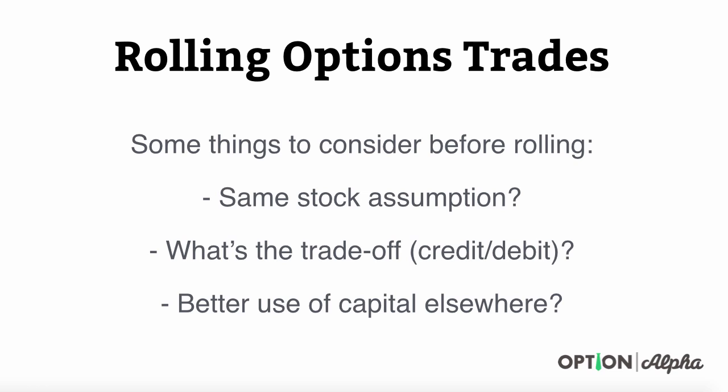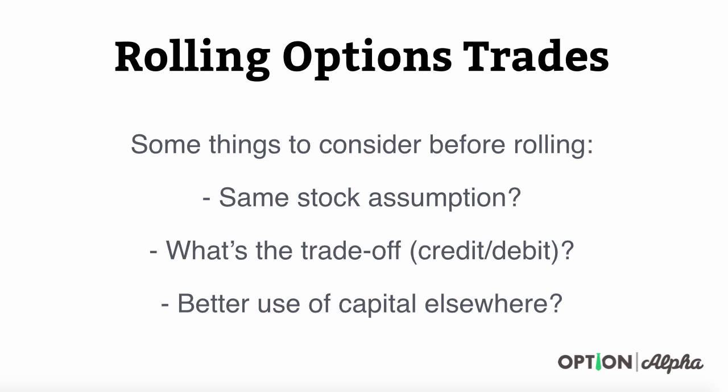So one of the things you can ask yourself first is, do you have the same stock assumption? Meaning, if you were originally bullish on a trade, are you still bullish on that trade? Do you still think the stock is going to go higher? Or if you're not, now you think the stock is going to go lower, why would you continue to roll a position from one month to the next that has the same underlying fundamentals of making money if the stock goes higher? So that's the first thing you should ask yourself.